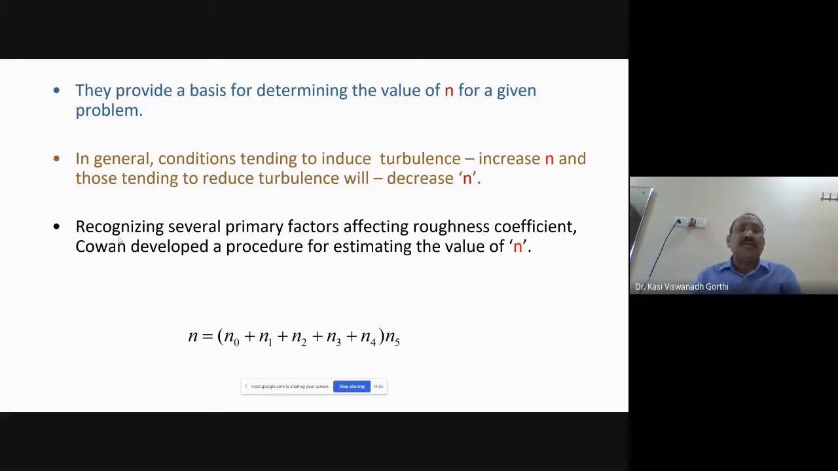So recognizing several primary factors affecting the roughness coefficient, Cowan developed a procedure to estimate the value of this n. So how to get the Manning's n? Manning's n would be equal to (n0 plus n1 plus n2 plus n3 plus n4) into n5. This is what he tried to develop, an equation for estimating the Manning's n.